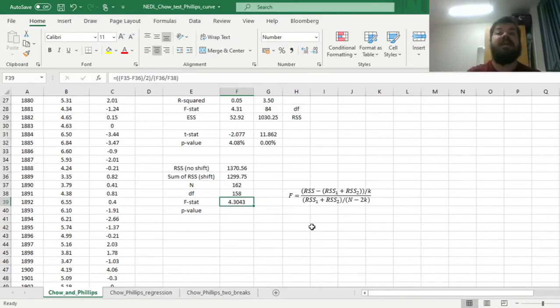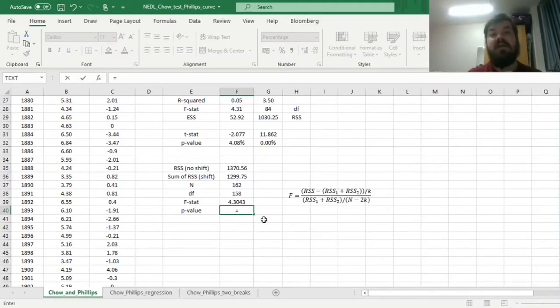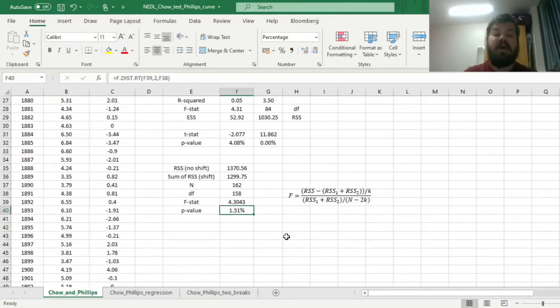To determine how significant this improvement in explanatory power is, we have to convert this f-stat into a p-value using a right-tailed f-distribution. Why right-tailed? Well, again, because our explanatory power cannot be reduced. It can stay the same or improve. And we want to see how significant this improvement is. So right-tailed f-distribution, inputting the f-stat as our x and inputting the degrees of freedom of the number of parameters, so 2, intercept and slope again, and the second degrees of freedom is the degrees of freedom of the final model, 158. And we enforce this formula and get a p-value of around 1.5%.